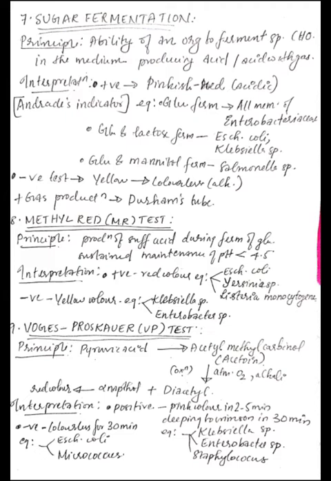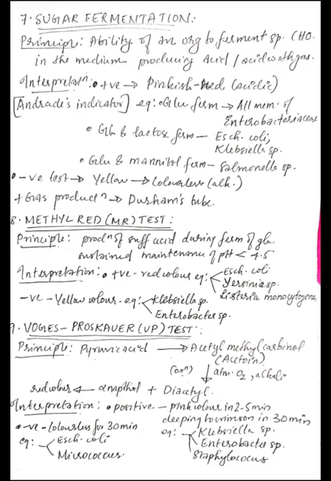So the next test is the methyl red test. The principle is production of sufficient acid during the fermentation of glucose, and sustained maintenance of pH less than 4.5. The interpretation is that if the methyl red test is positive, there is a red color formation, and it is given by Escherichia coli, Yersinia species and Listeria monocytogenes. Then the test is negative with the formation of yellow color, and it is given by species such as Klebsiella and Enterobacter species.